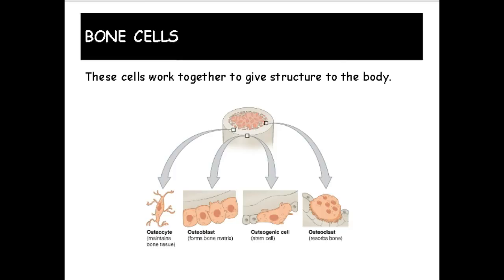Bone cells will work together to give structure to your body. And as you can guess, the structure of bone cells are very rigid. Compare that to a skin cell that you can stretch and pull and things like that. Bone cells are extremely strong and give us shape and structure and support and protect our vital organs.